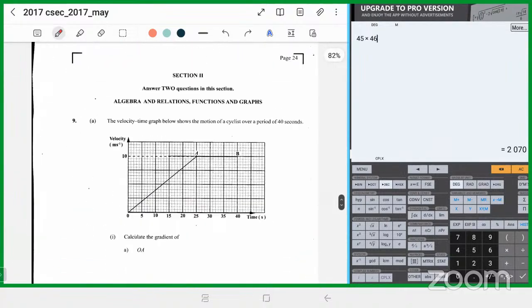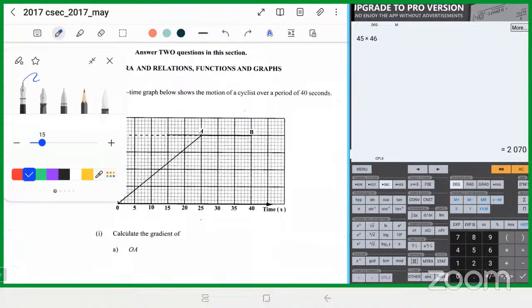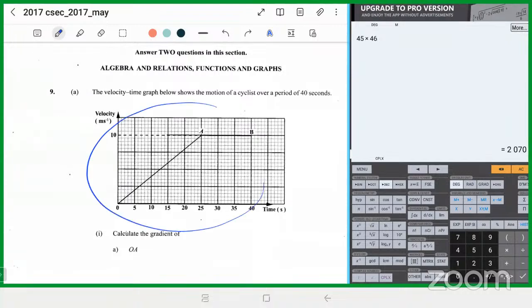All right, this one we don't do this topic yet, but we're going to run through it still. It's a velocity time graph. Two things about this velocity time graph you have to know: gradient on a velocity time graph is acceleration, and area under the graph is distance traveled. Gradient is acceleration, area under the graph is distance traveled.